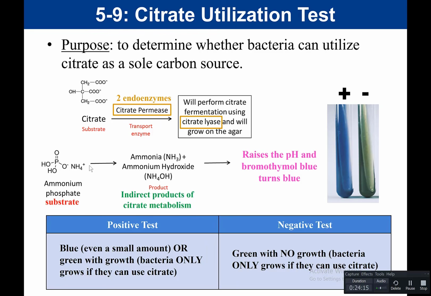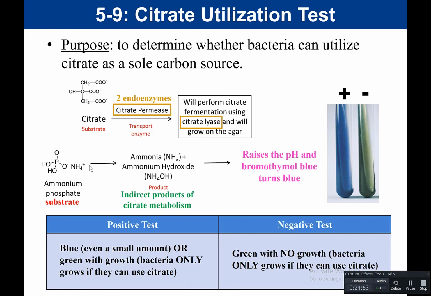And in this case, the ammonium hydroxide and the ammonia both will raise the pH because, again, they are basic products, so they will raise the pH, and that causes the bromothymol blue to turn blue. You should know what the positive looks like and what the negative looks like. The positive test is going to be blue because the only way that you get alkaline products is if bacteria utilize the citrate as the sole carbon source.